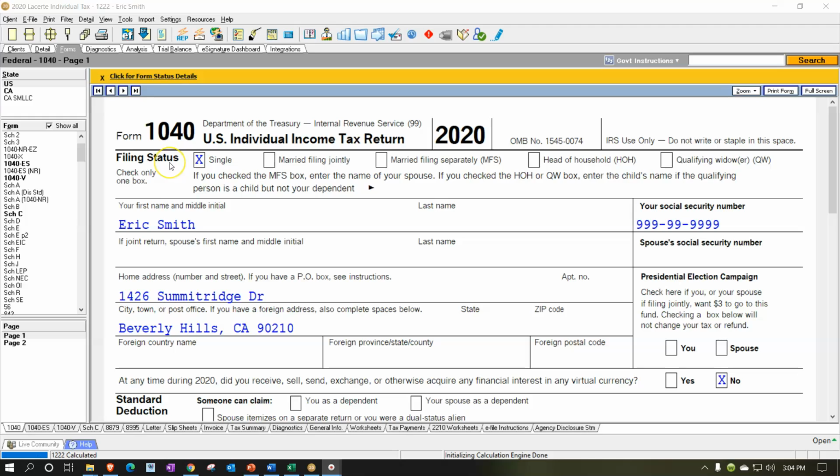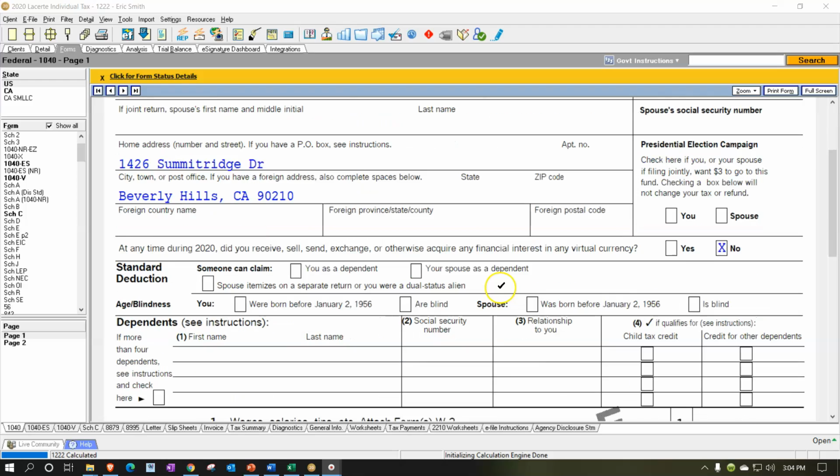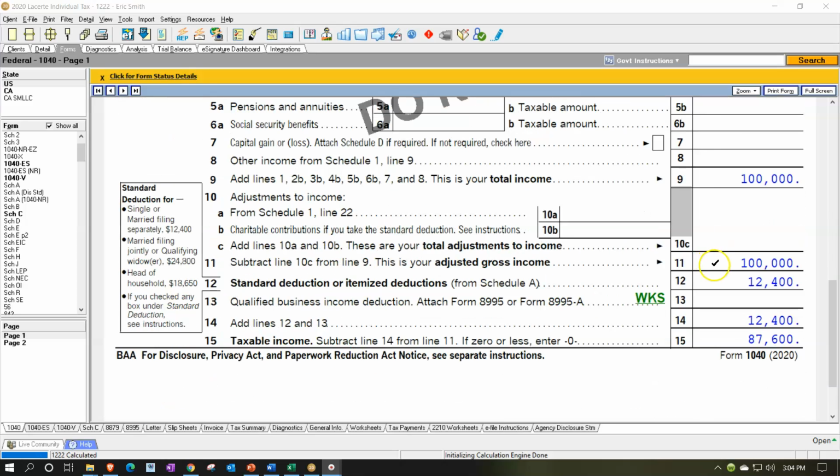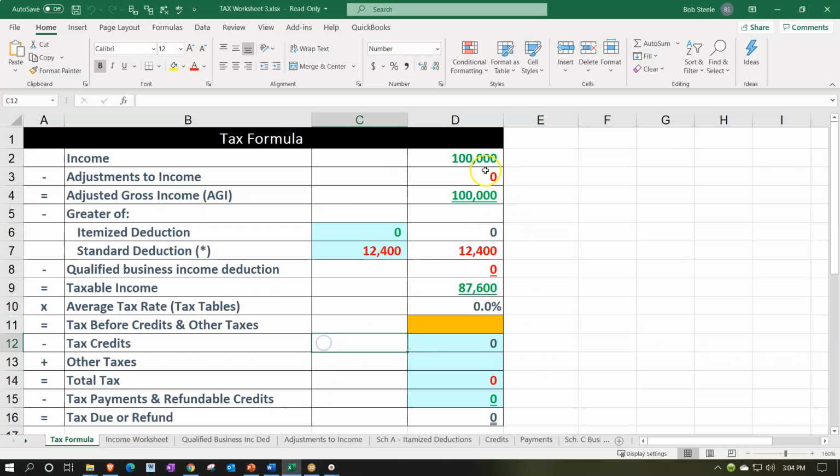We're going to start off with our standard starting point, that being a single tax filer, Eric Smith, living in Beverly Hills 90210, who has $100,000 of wages. We're going to start off with the W-2 wages so that we can compare and contrast that to someone having a business and see the changes as we do that. Then we have the $12,400 for the standard deduction or itemized deduction. That brings us to the taxable income of $87,600. To see that in terms of a tax formula, we can use our worksheet to see the income up top, the $100,000, the $12,400 for the standard deduction, bringing us to the $87,600.